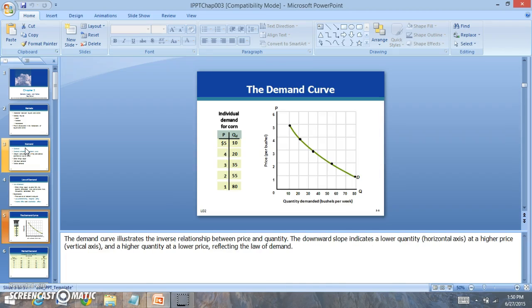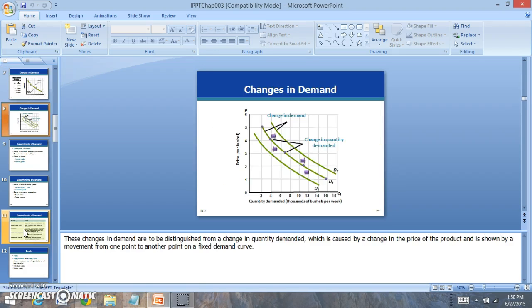If you look at the demand curve right here, you notice that it's downward sloping between price and quantity. So when the price decreases, people want more of a product. That's classified as the law of demand, and everyone can relate that to themselves. As the price of a good increases, we are going to buy less. As the price of a good decreases, we're going to buy more.